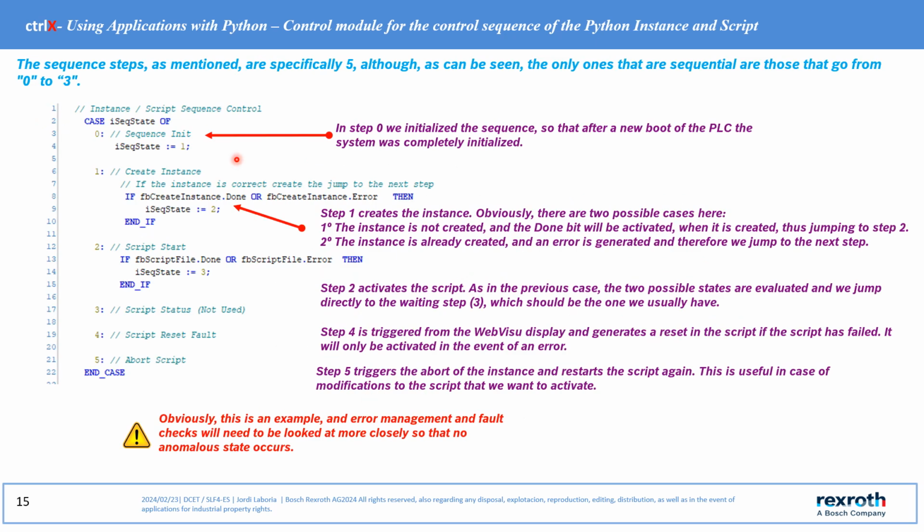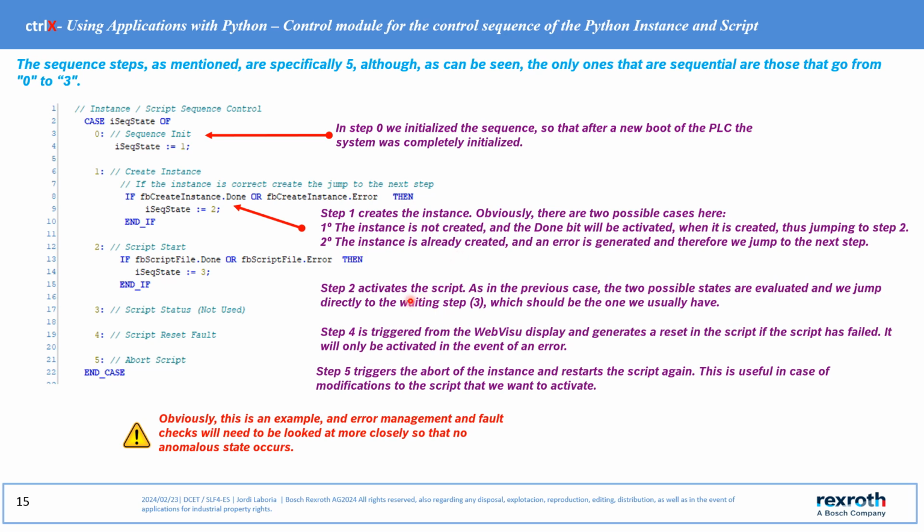As we have mentioned before, steps are specifically 5, although the only ones that are sequential are from 0 to 3. In step 0, we initialize the sequence. This will happen whenever we start the PLC. Step 1 activates the instance. If it is not created, we will wait to receive the done, and if it is already created, the module will indicate an error. Although, in both cases, we will continue with the sequence.